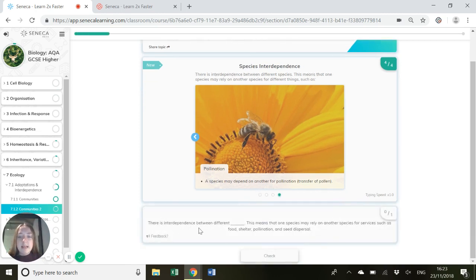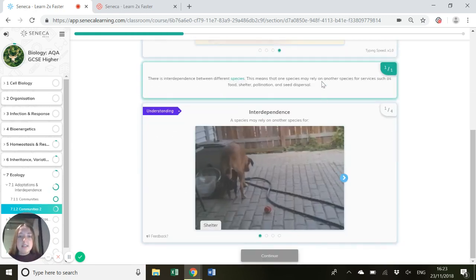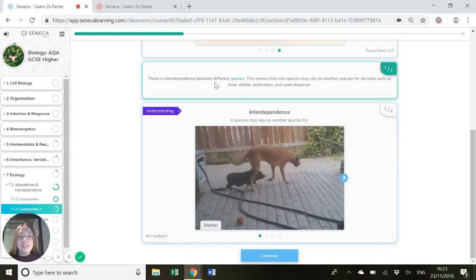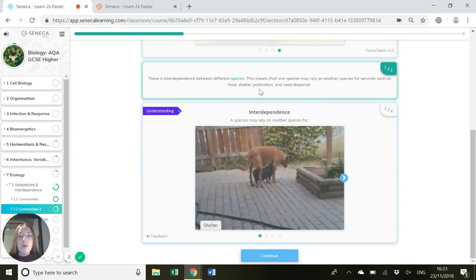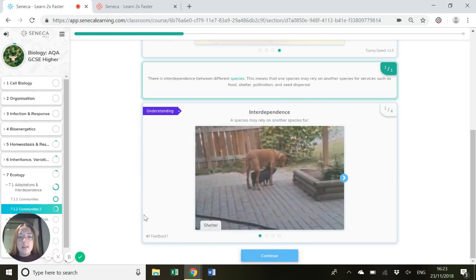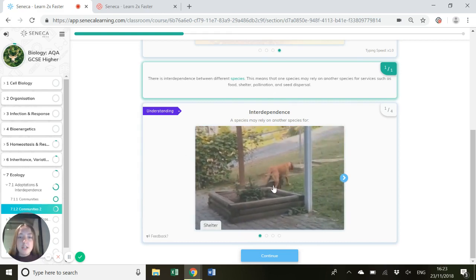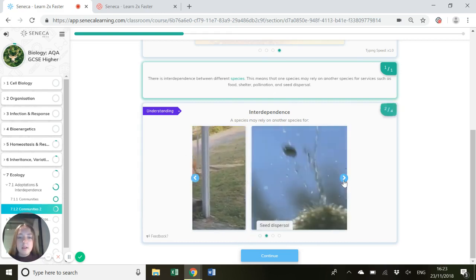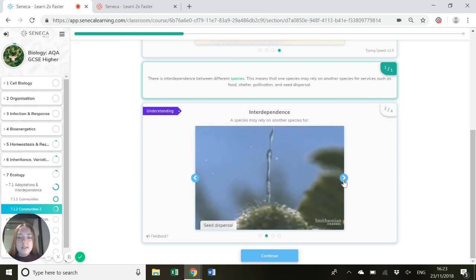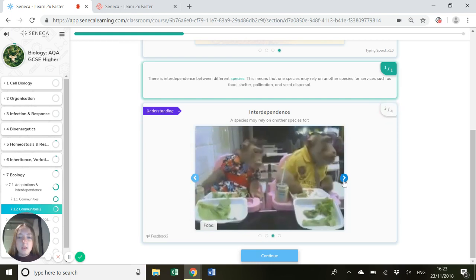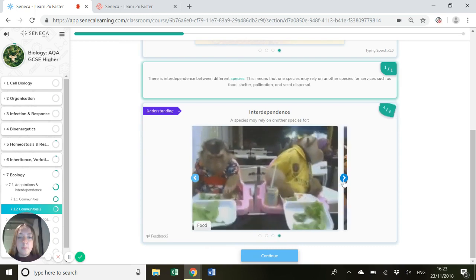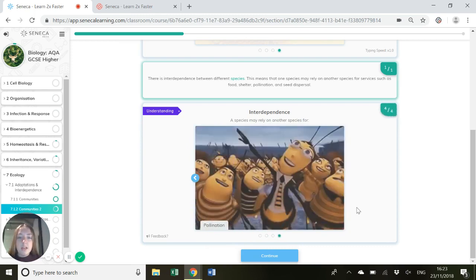So there is interdependence between different species, and this means that one species may rely on another species for services such as food, shelter, pollination, and seed dispersal. Here we've got a diagram, an image of shelter, and then we've got seed dispersal, food, and pollination.